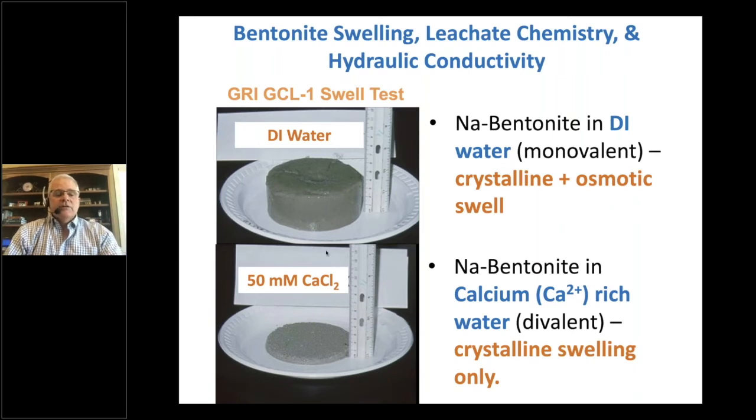So you can imagine this bentonite that's been hydrated with DI water and formed that osmotic swelling in the gel, very impermeable. The one in the bottom, highly permeable, looks like sand. Chemistry matters.